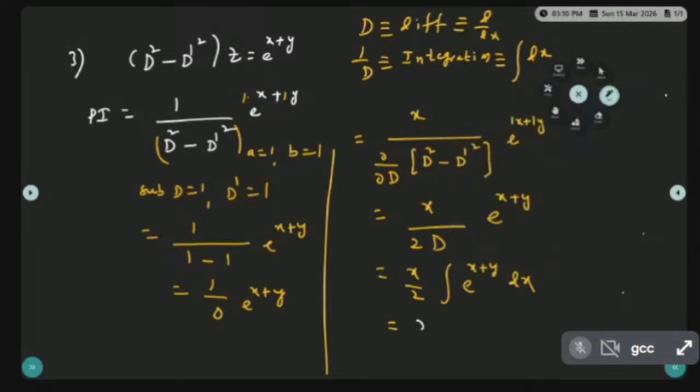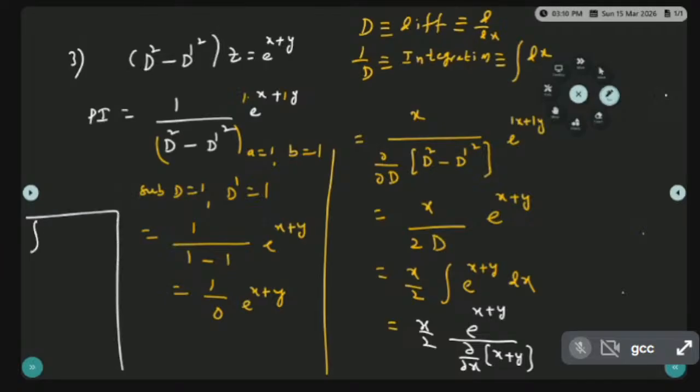Who will say what is the integration of e power x plus y with respect to x? e power x plus y by dou x of x plus y. What do we have to write? Dou x of x plus y.